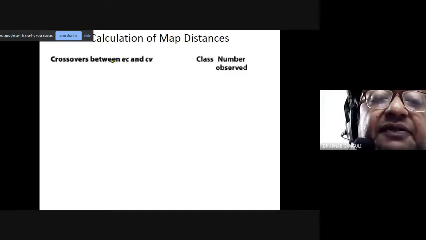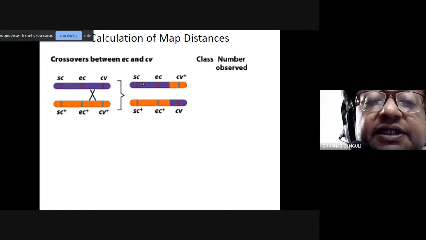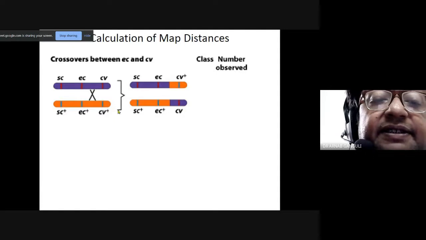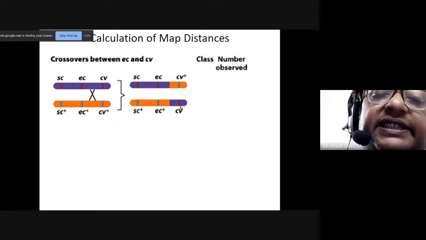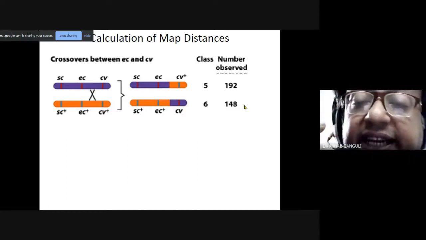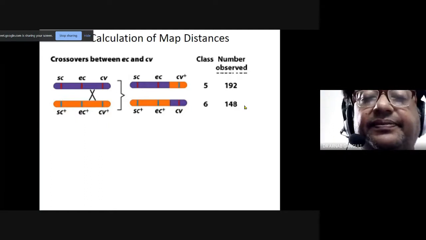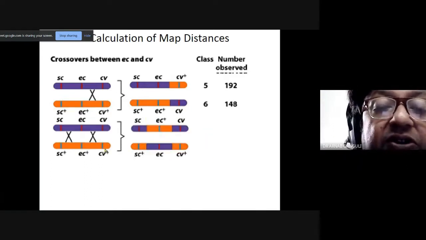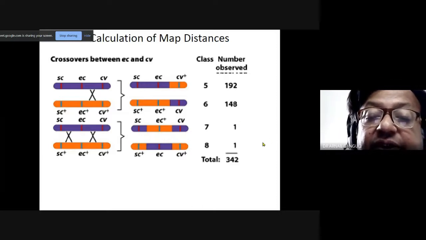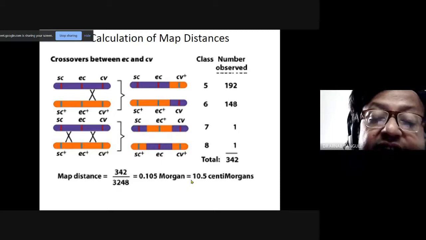Now you are finding out the crossover between EC and CV in the same manner. We are now talking about this. You have SC, EC, CV, and SC, EC, CV plus one of them, and since the crossover takes place, SC, EC plus, and this CV comes below. This exchange has taken place. Here you had seen 192 and 148. Already you can understand that the distance between EC and CV is much more than the distance between SC and EC. And you have the double crossovers. Although you are adding the single crossovers, the double crossovers also have this, so you have to add 1 plus 1. So this is 342, and you divide 342 by the total number of flies, that is 3248. That is 10.5 centimorgans.